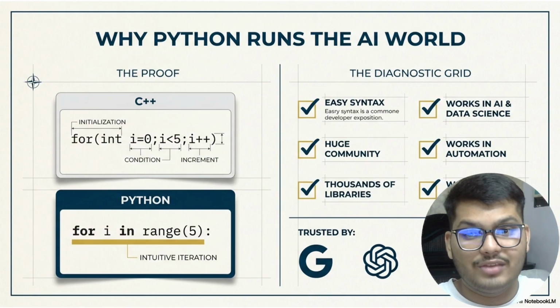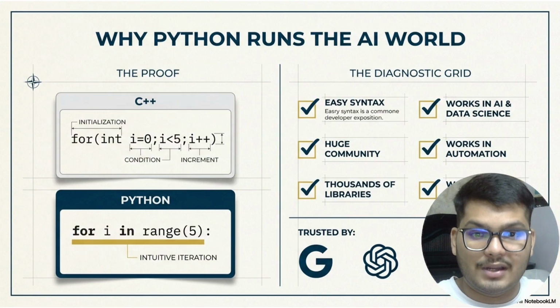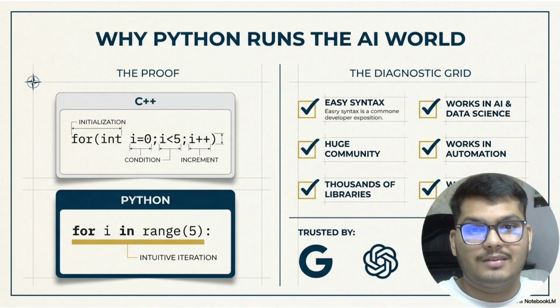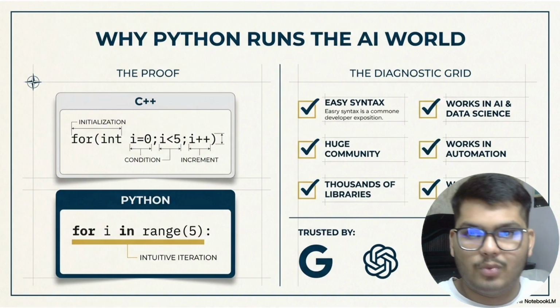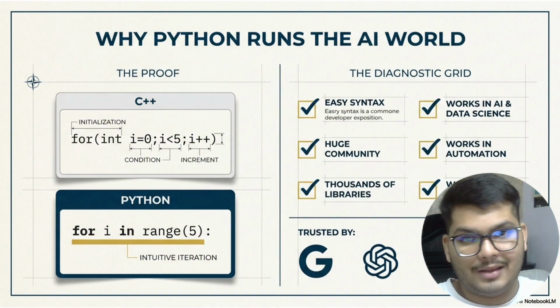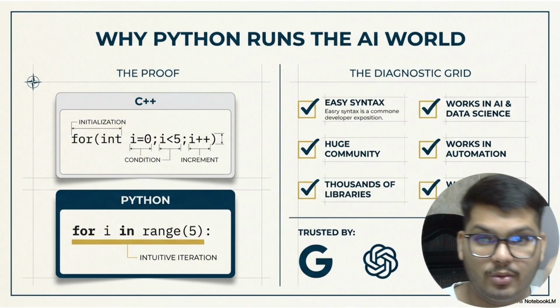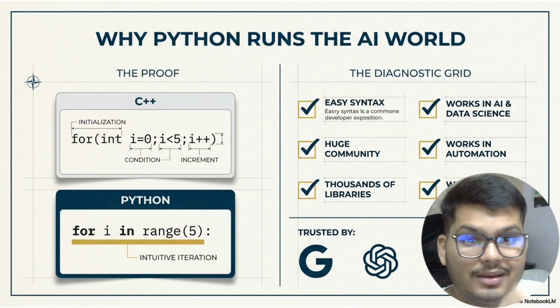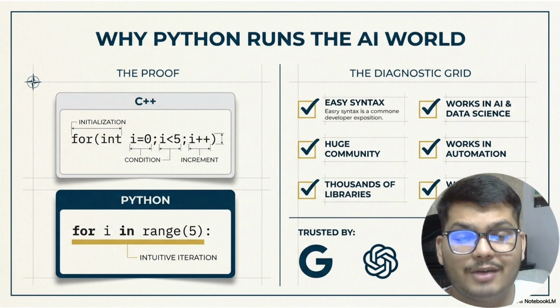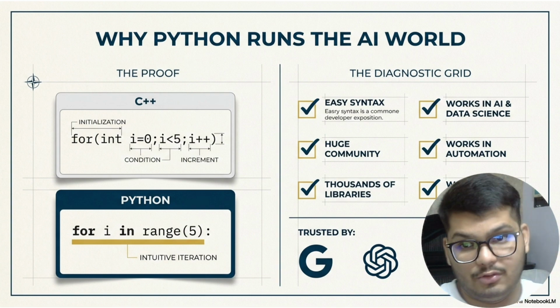So basically it uses intuitive iterations. That's why Python is an interpreted language and C++ is not. We use Python in the AI world because, first, it has easy syntax. You can see that it's very easy syntax, which a common developer can use.